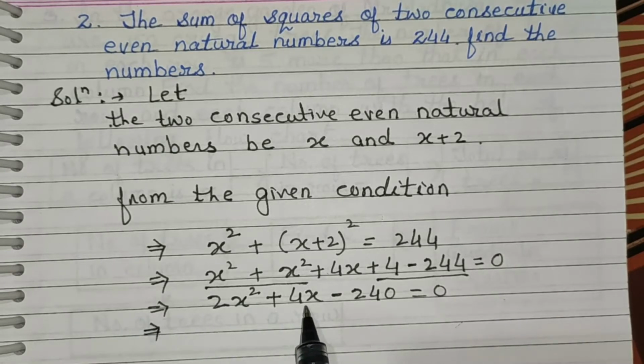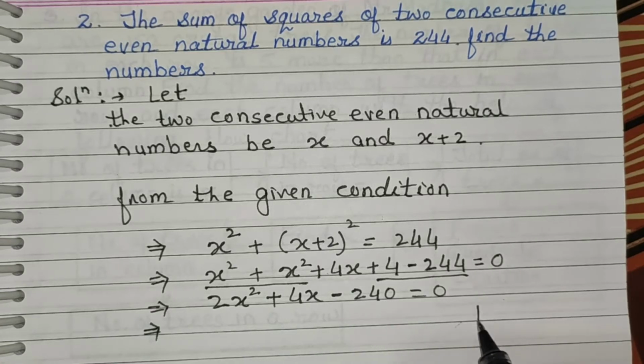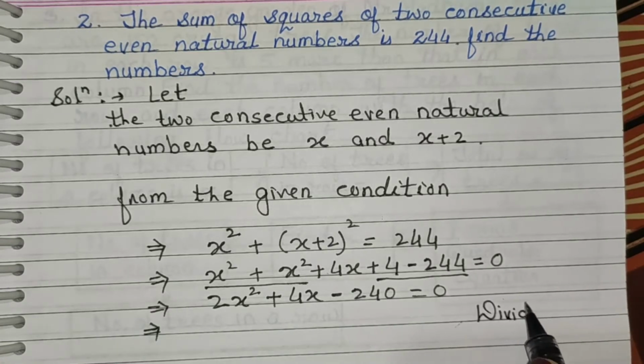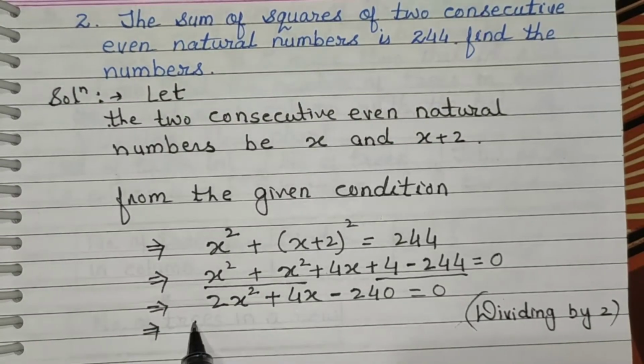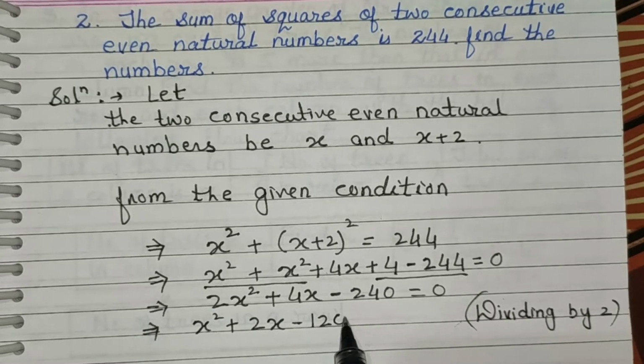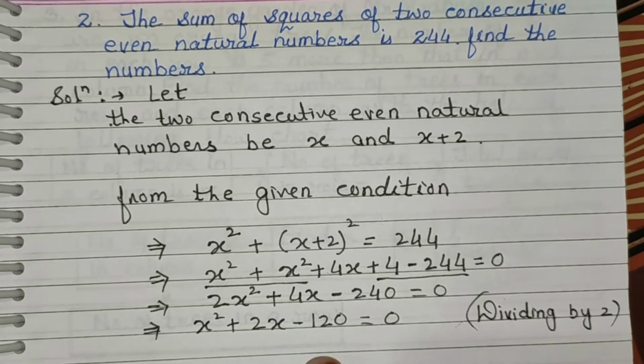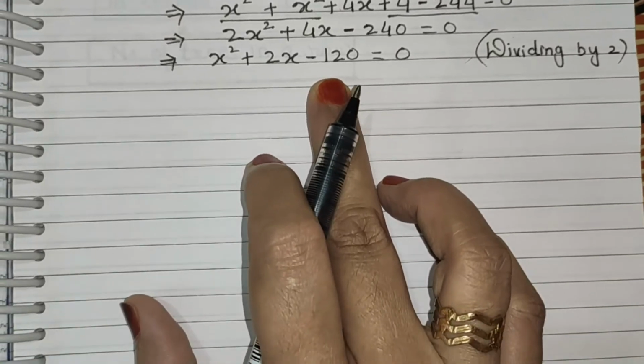Look at the equation carefully. Here 2, 4, 240. Therefore dividing both sides by 2, we get here x square plus 2x minus 120 is equal to 0. Now it is in the form of a quadratic equation. Here the coefficient of x square is 1 and the constant number is minus 120.